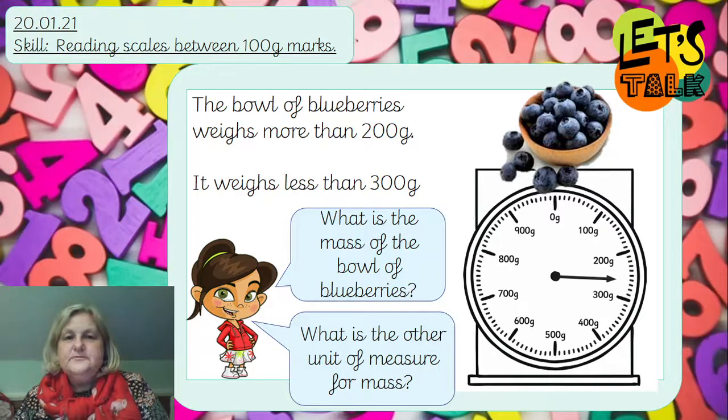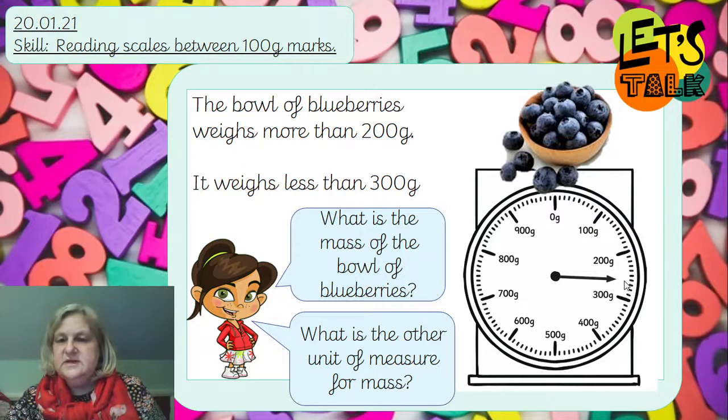Okay, so we've got the bowl of blueberries is more than 200 grams, and you can see by this scale that it's more than 200 grams, and it's less than 300 grams, because obviously we're having a look at this scale. It starts from this side, it doesn't go that way, we're starting clockwise. So it goes 100, 200, 300, and this arrow is pointing somewhere between the two. Okay, so how are we going to manage that? Well, we'll come to that in a second. We'll just have a look at this bottom one actually.